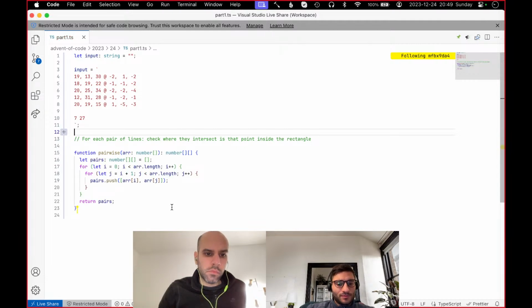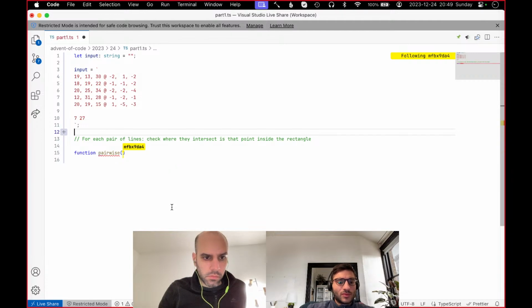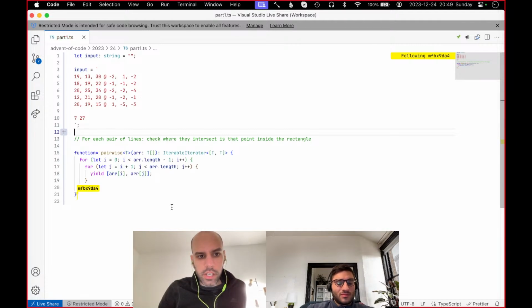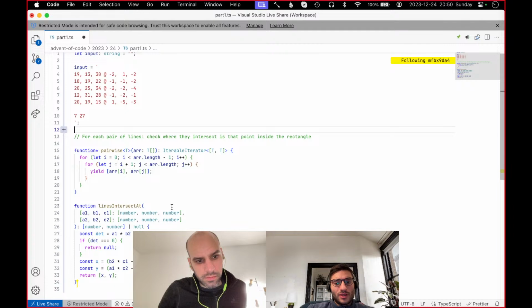So we can do that. Actually, is it like this? Yeah, I know what you're thinking about. It's an iterator, and there is an asterisk somewhere in the syntax. I think it is that. Okay, cool. And then, so we've got a pairwise iterator, and then we're going to need lines intersect at. And then, is that what we need?